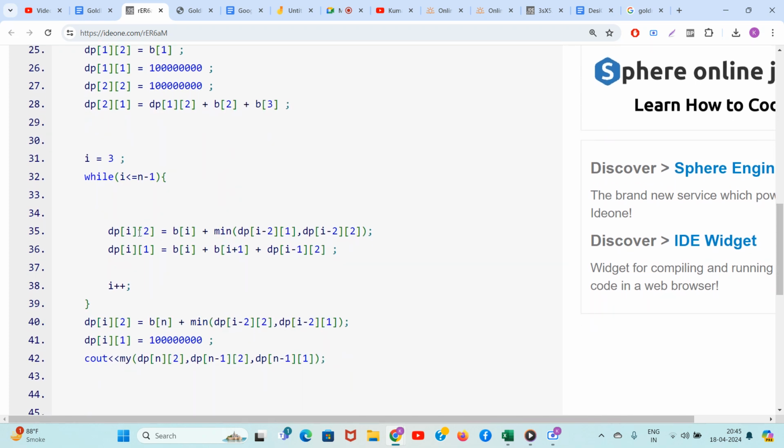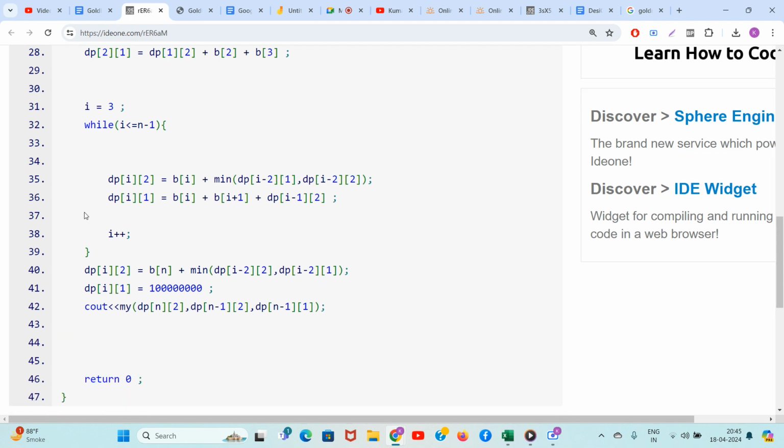And guys, you are writing the formula. See guys, same formula. 1 means backward. Backward means B of I plus B of I plus 1 plus dp I minus 1 2. This I taught you few minutes back. And this is the forward jump. Forward means it is sure you are coming from I minus 2 only. But both the forward and backward states you can consider this time. Okay. And guys, that's it. You get the dp of n.